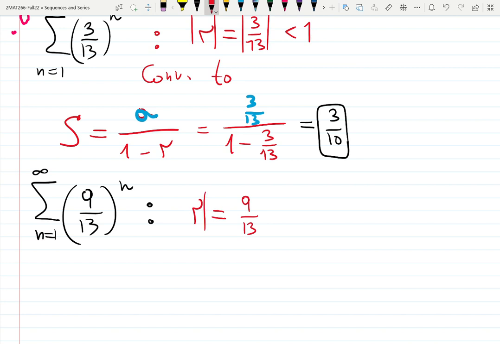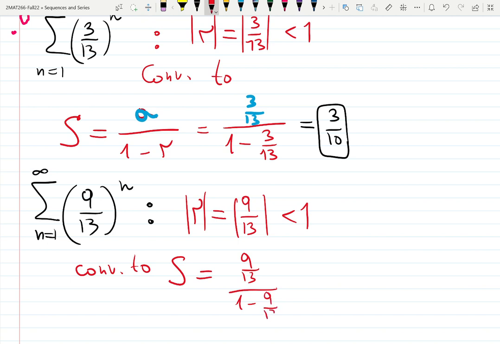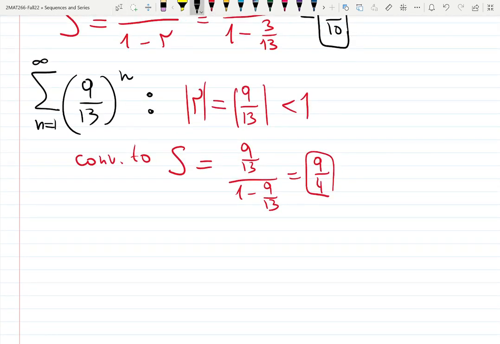9 over 13, exactly. By absolute value it is less than 1, so it converges to a sum. The first term is 9 over 13. Again, 1 minus 9 over 13 equals 4 over 13, which gives 9 quarters. 9 quarters. Add those together, you get the answer.